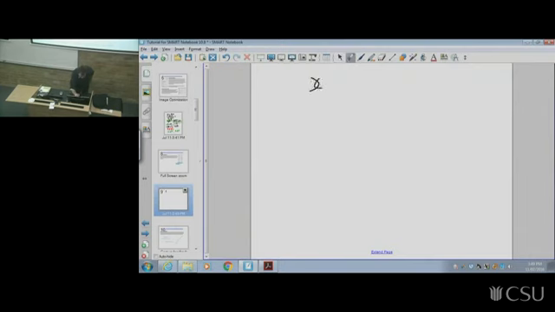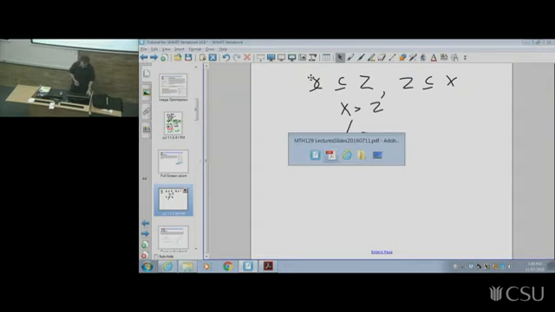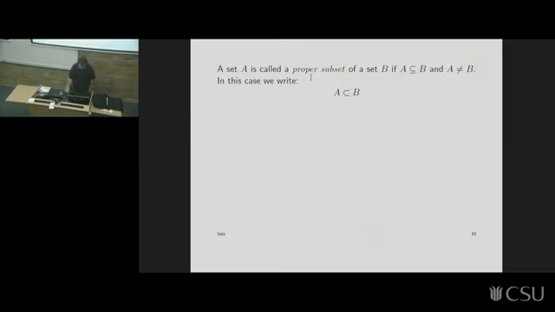So X was a subset of Z and Z was a subset of X because they're the same. But X was not a strict subset of Z because they're the same. That's not true. So they're not a proper subset. Okay.